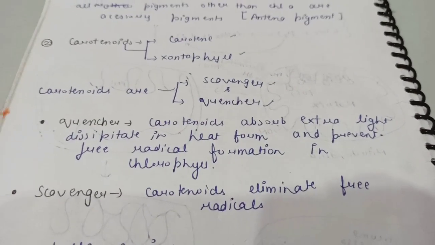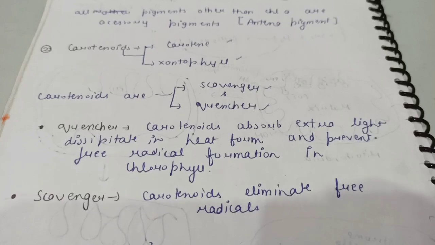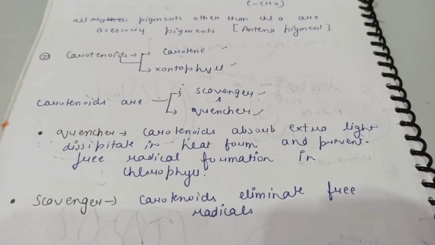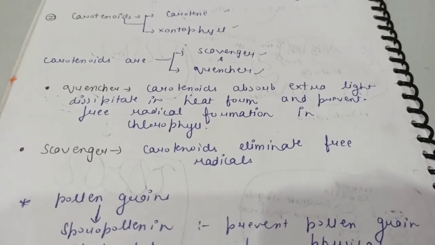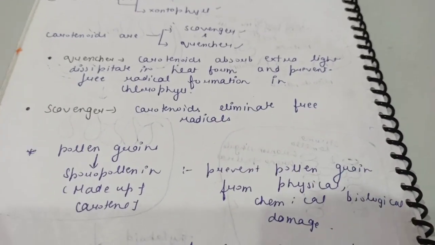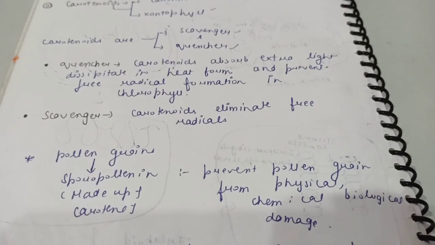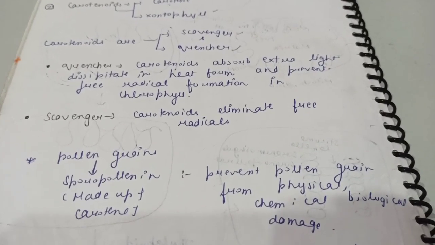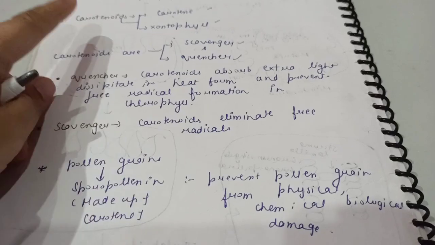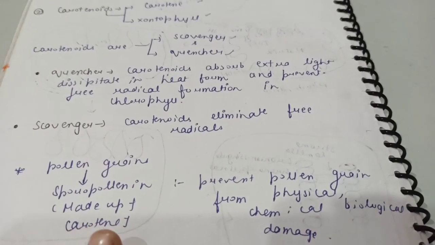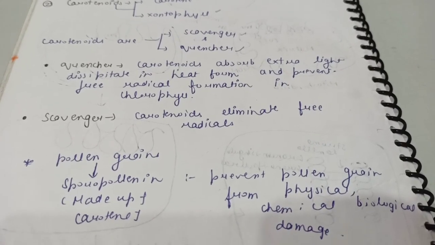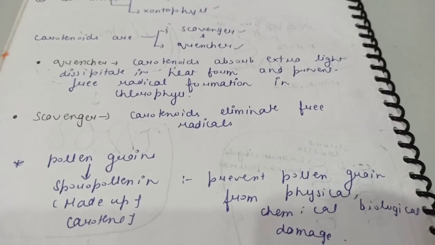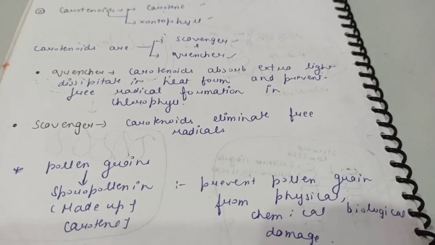The next pigment we have is carotenoids. Carotenoids are basically of two types, carotene and xanthophyll. Carotenoids are both scavenger as well as quencher. Now, in pollen grains sporopollenin is present. The sporopollenin is also made up of carotene, which is one of the types of carotenoid. Sporopollenin prevents pollen grains from any damage, physical, chemical, or biological.